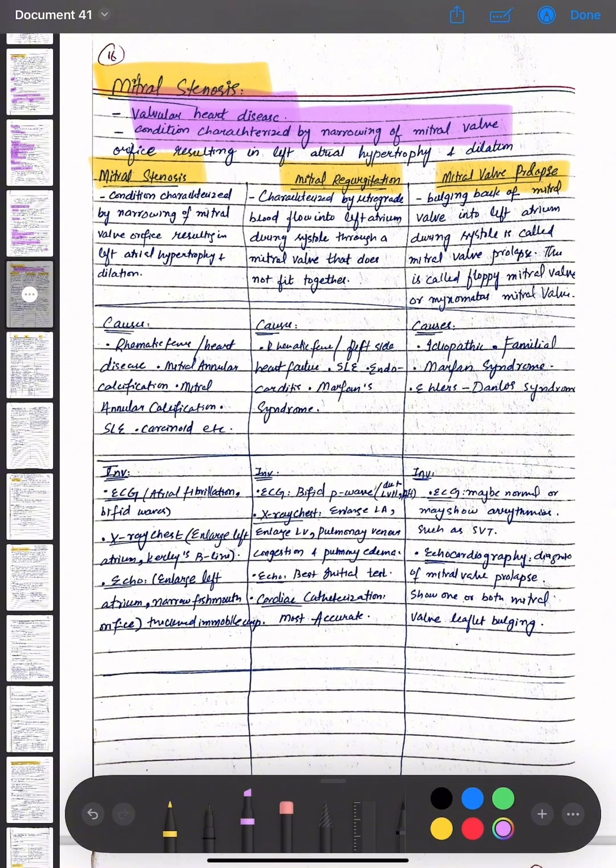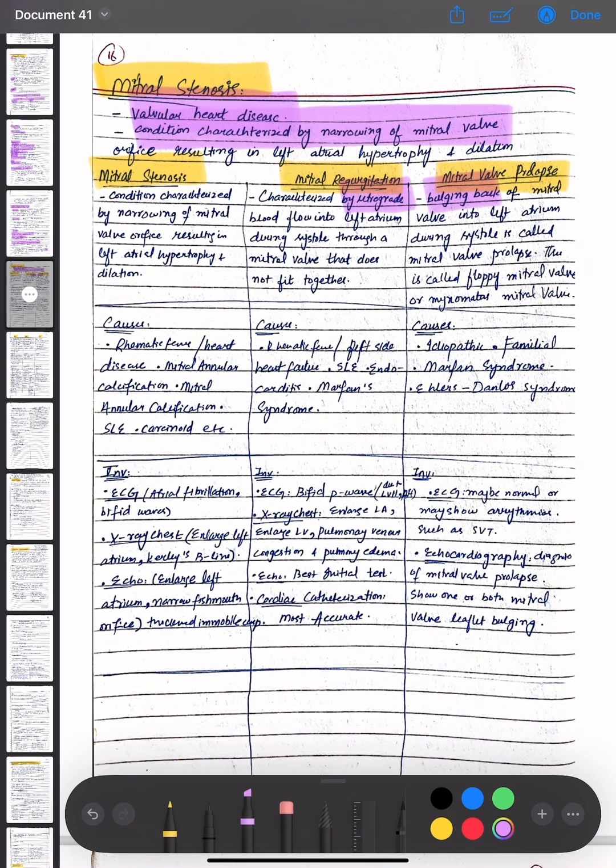What is mitral stenosis? It is a condition characterized by narrowing of the mitral valve orifice, resulting in left atrial hypertrophy and dilation. Mitral regurgitation is characterized by retrograde blood flow into the left atrium during systole through a mitral valve that does not fit together. Mitral valve prolapse is the bulging back of the mitral valve into the left atrium during systole, which is called mitral valve prolapse. This is called floppy mitral valve or myxomatous mitral valve.